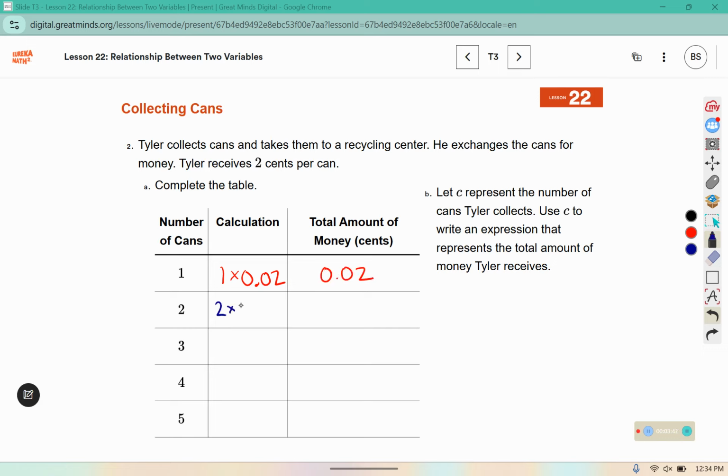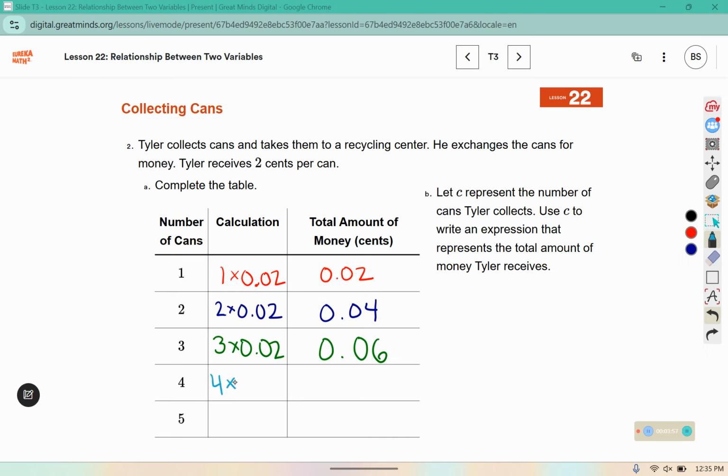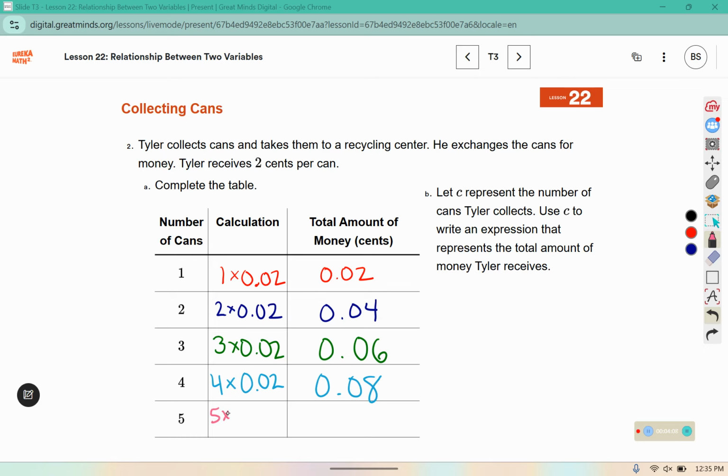If he has 2 cans, we would multiply that by 2 to give him 4 cents. 3 cans times 2 cents would be 6 cents. 4 cans at a rate of 2 cents per can is 8 cents. And 5 cans for 2 cents is 10 cents.